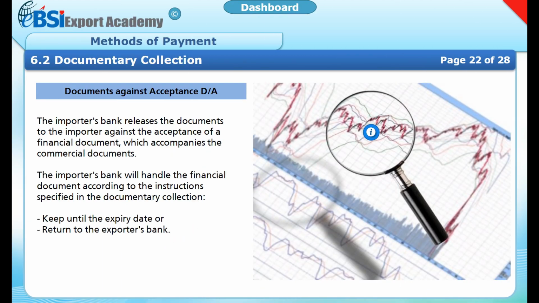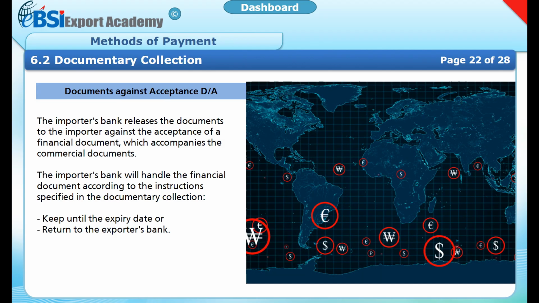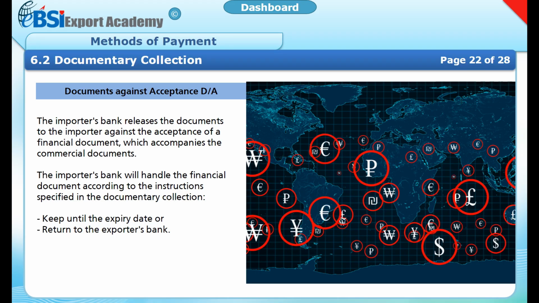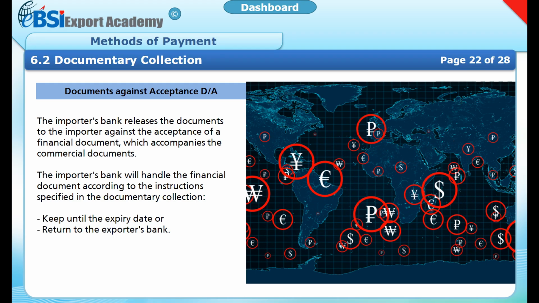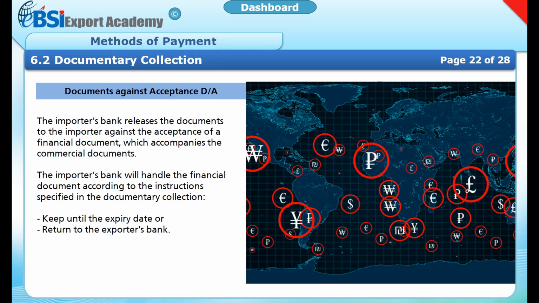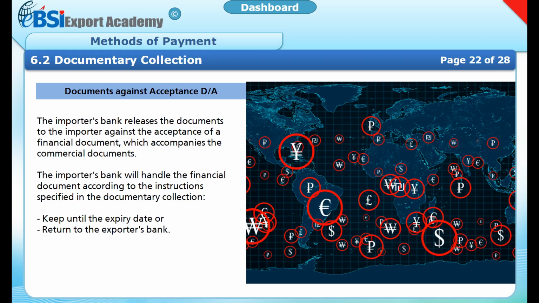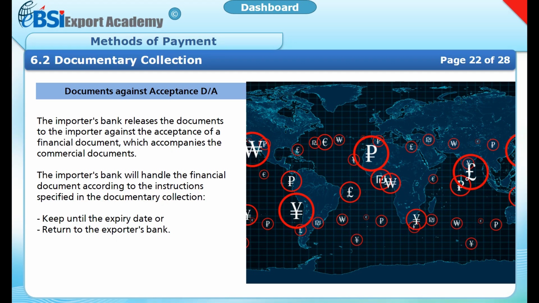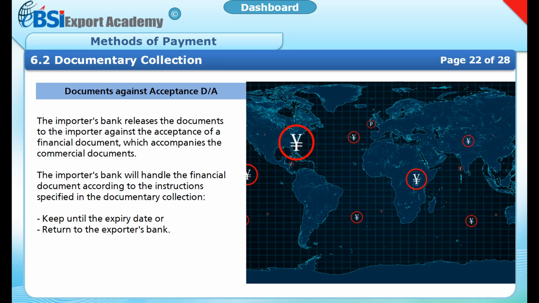Documents against acceptance, DA. The importer's bank releases the documents to the importer against the acceptance of a financial document, which accompanies the commercial documents. The importer's bank will handle the financial document according to the instructions specified in the documentary collection. Keep until the expiry date or return to the exporter's bank.